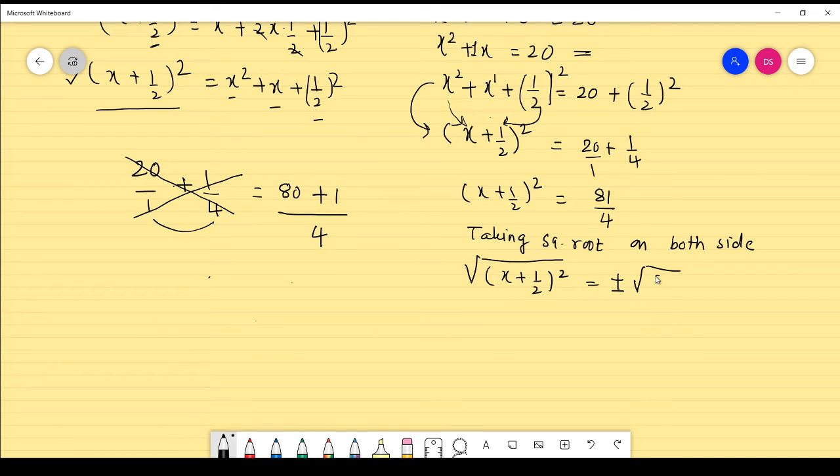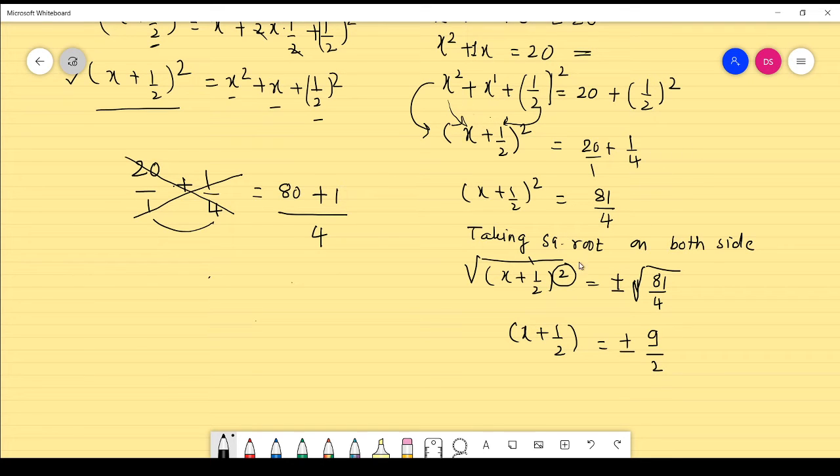So square root of the right hand side, that is nothing but 81 by 4. Right now in the next step, this square term and this square root will get cancelled. What will remain over there? That is x plus 1 by 2 equals plus minus square root of 81. 9 9s are 81, so square root of 81 is nothing but 9. Square root of 4 is nothing but 2. So we got plus minus 9 by 2.